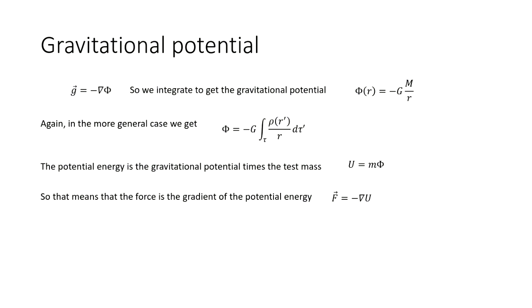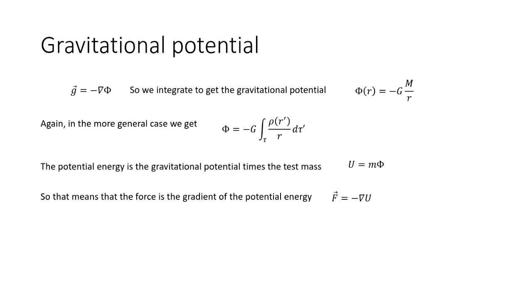Or more generally, if it's not some point particle, if this is some weird oblong object, then it's going to be negative G times the integral over the volume of this object, rho r prime over r. So instead of it being the integral of rho r prime over r squared, it's now the integral of rho r prime over r, over the volume dV prime.